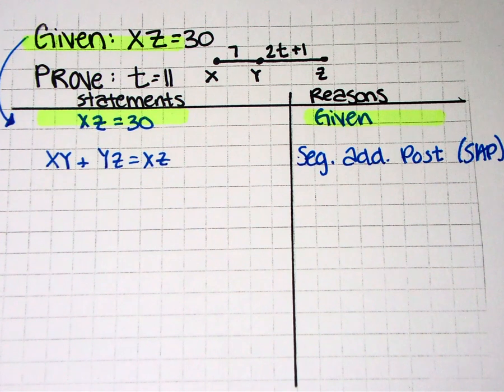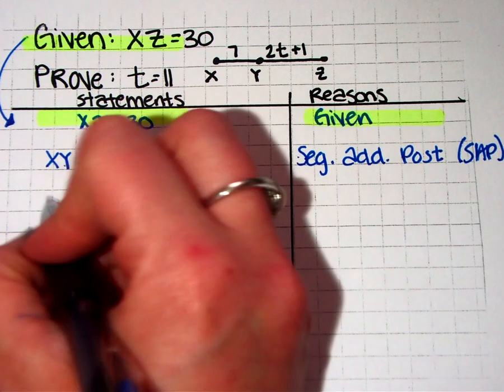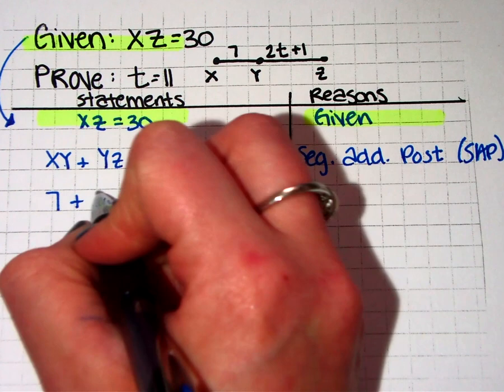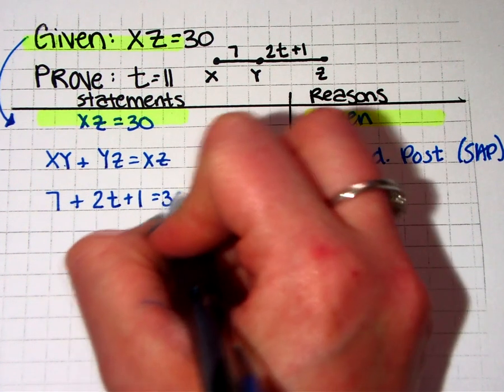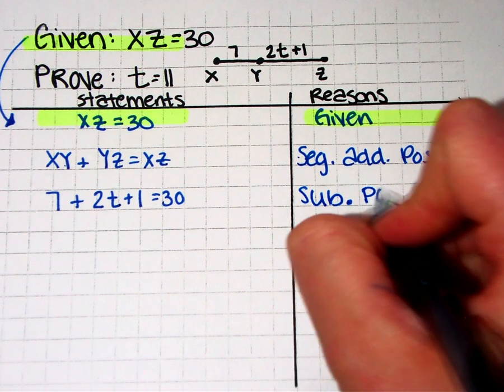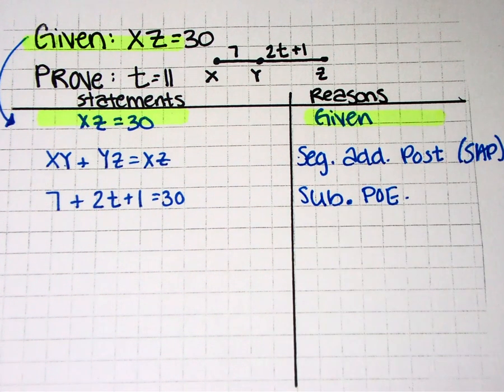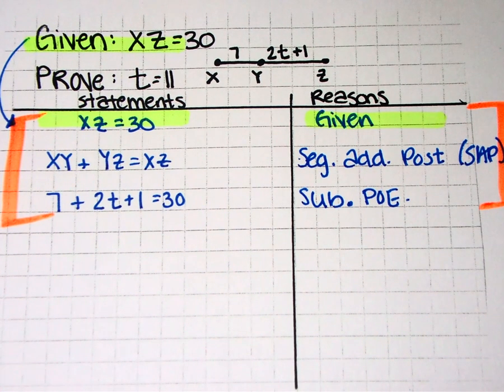Now that we have our general equation written, we're going to go ahead and substitute numbers in. XY is 7, YZ is 2T plus 1, and XZ is 30, and we got that from the given. This is called substitution, property of equality. As far as your proofs go, everybody's proof has to start out like this.